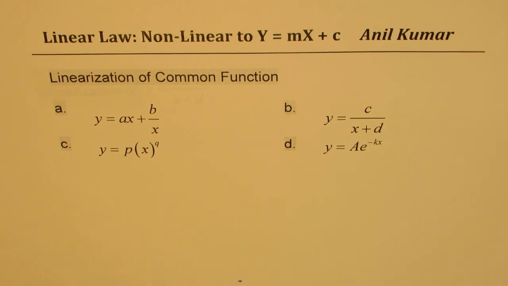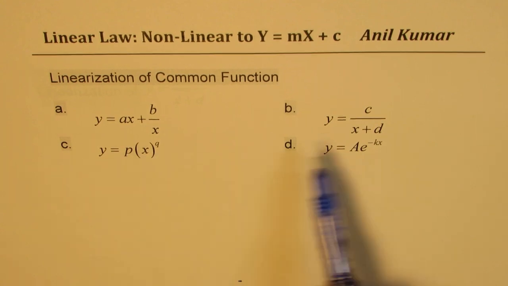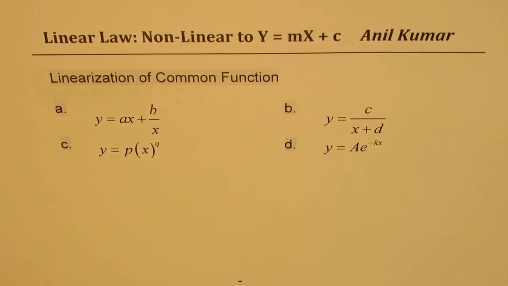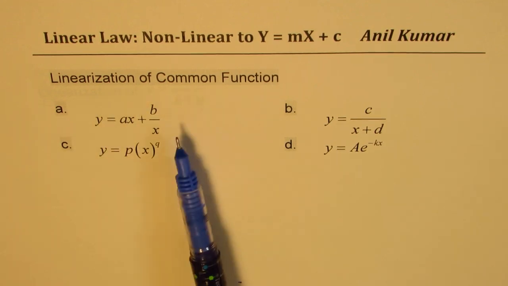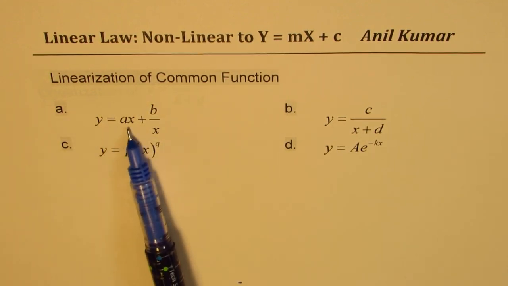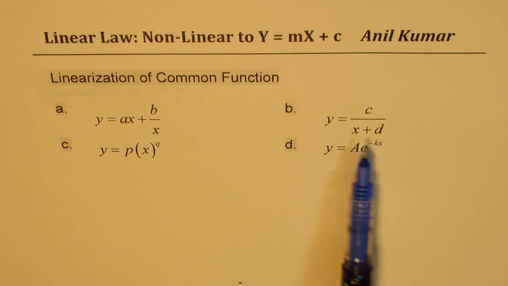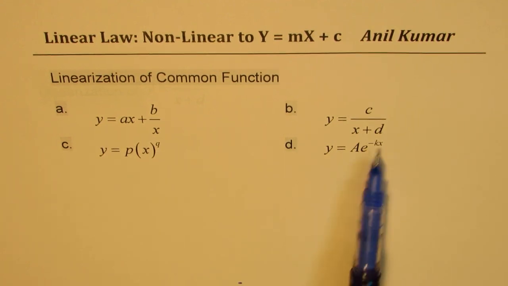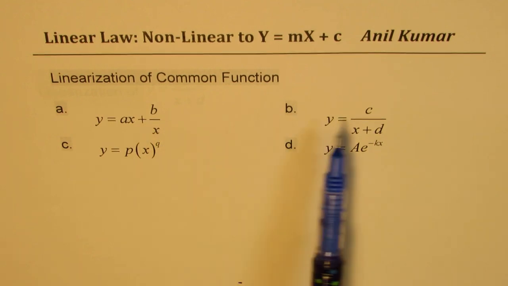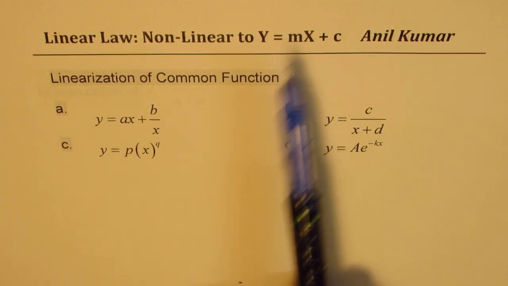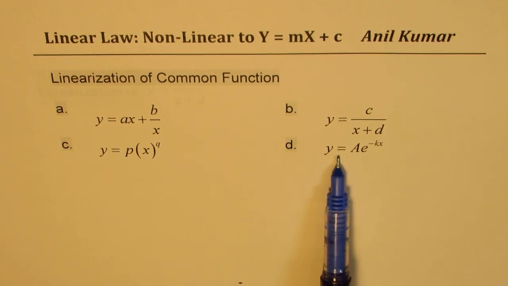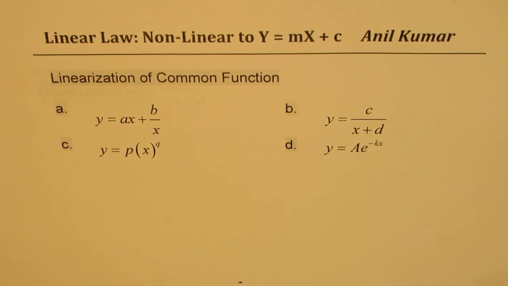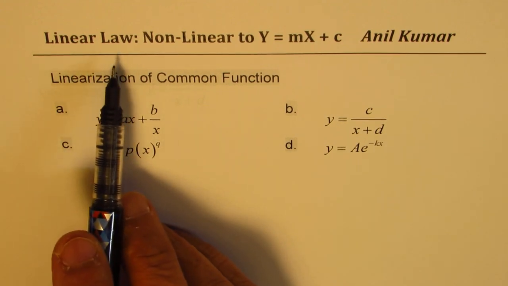It helps you to convert nonlinear to the linear form, capital Y equals M capital X plus C. Now, in this particular case, I will take four different examples so that we understand the process of linearization of some common functions. So we have taken y equals ax plus b over x, y equals c over x plus d, y equals p x to the power of q, y equals a e to the power of minus kx. So we'll use simple algebraic techniques to get the needful, and here we are going to use logarithms to get the answer. So let us first understand what is the linear law and what it does.